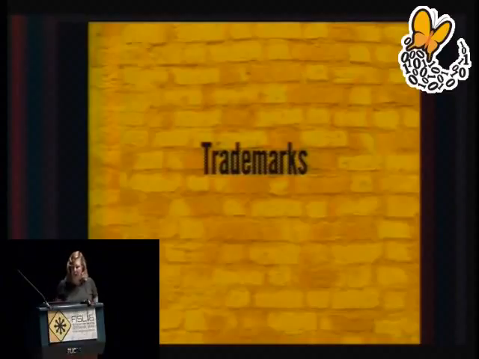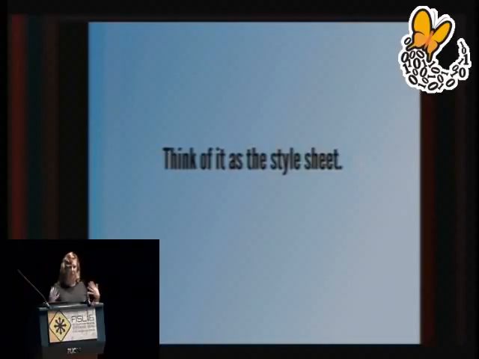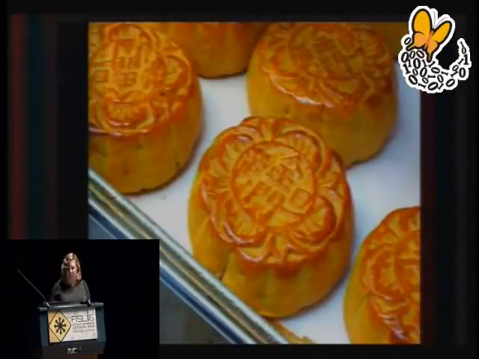So trademarks, as I said, names, logos, and symbols. You might think of it as the style sheet if you do any kind of web development. Originally, trademarks would be on top of an actual baked good. These are mooncakes from China, so they have a little note that this one is good for long life and happiness, but it also says what bakery it's from. And the idea behind trademark, as you can see in its earliest form, is so that you know who made the thing that you're looking at.